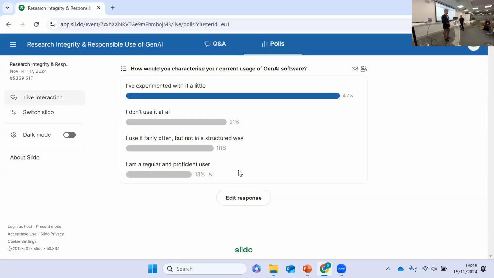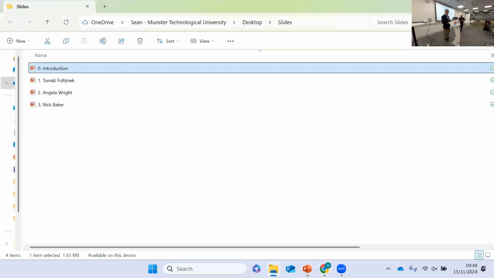So good stuff. I've experimented with it a little: it's almost half the people. Super. So I think we're on to the first speaker. First speaker, yeah.